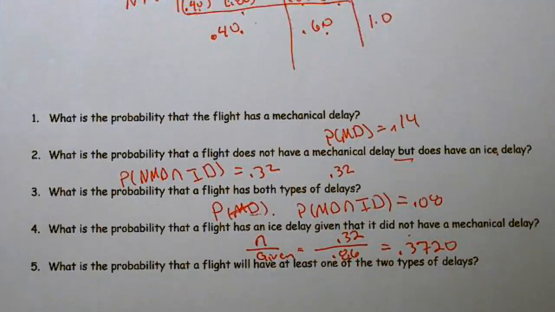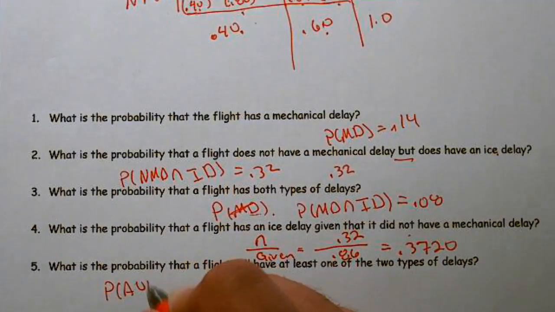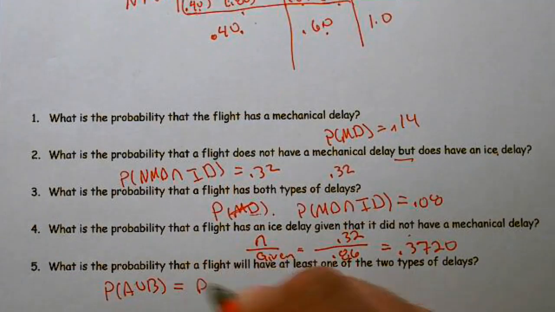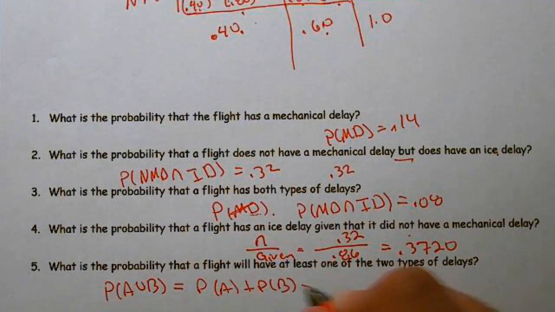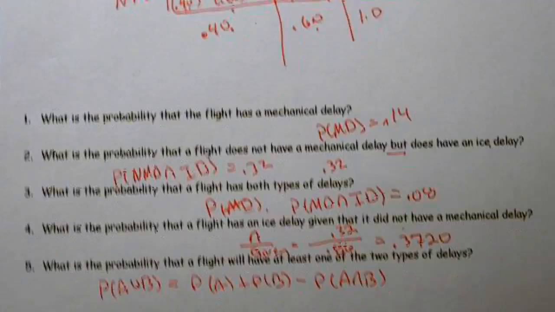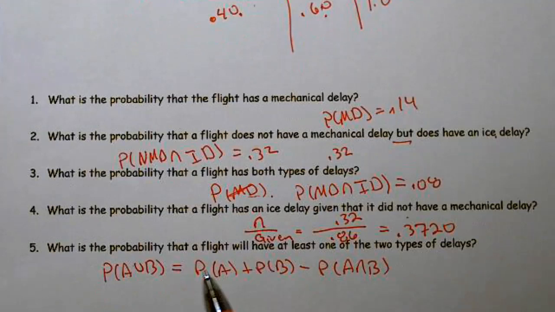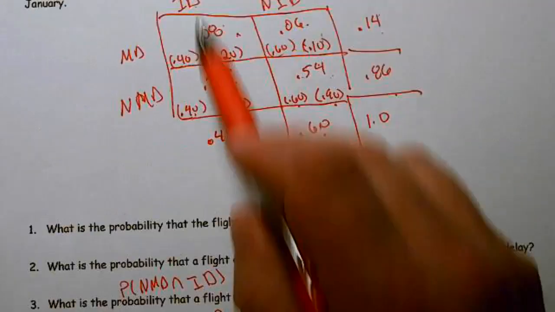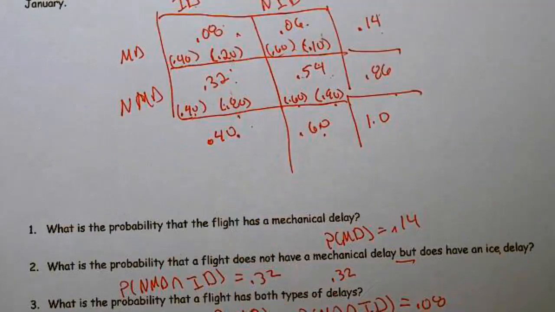And what's the probability to have at least one of the two types? So here's where I'm going to have to go. Probability of A union B equals the probability of A plus the probability of B minus the probability of A and B. All right. So what's the probability of an ice delay? Well, probability of an ice delay is 0.40. And while we're looking at it, what's the probability of a mechanical delay? Probability of mechanical delay is 0.14.